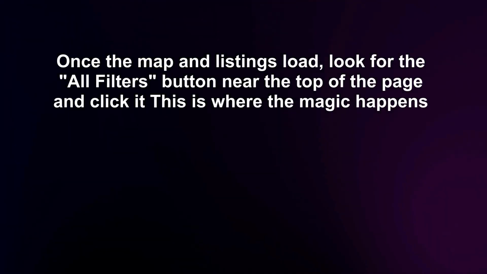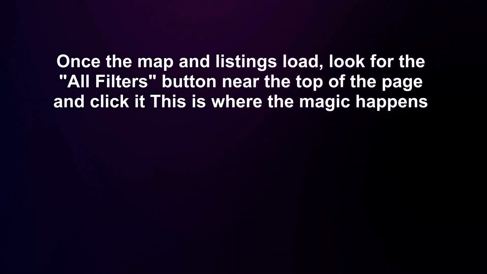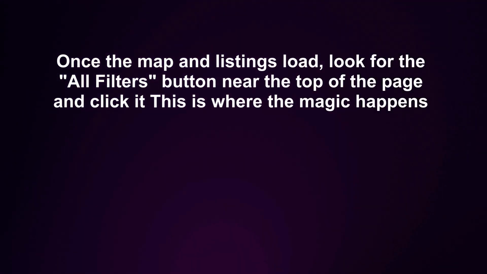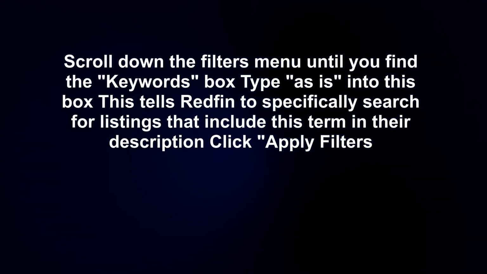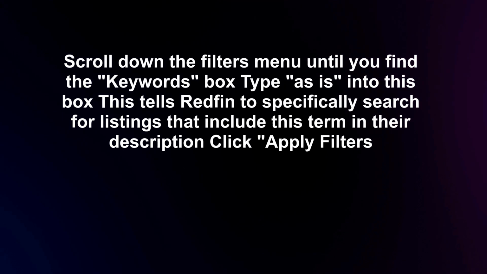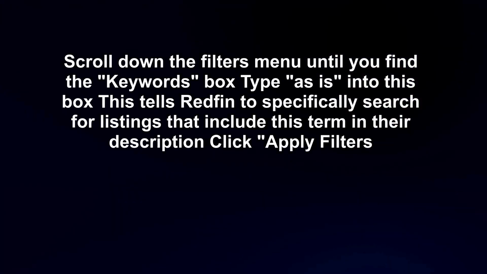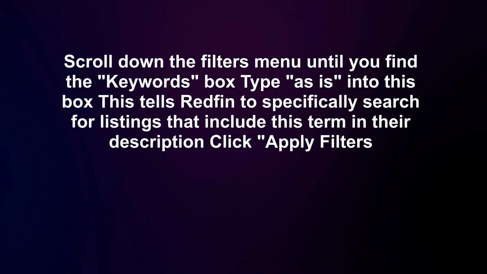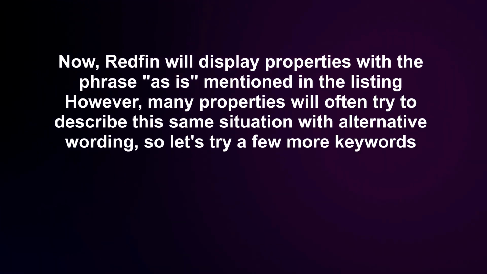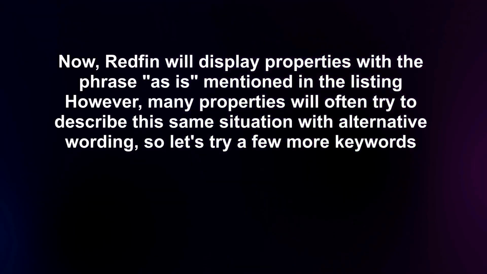Once the map and listings load, look for the All Filters button near the top of the page and click it. This is where the magic happens. Scroll down the filters menu until you find the keywords box. Type "as is" into this box. This tells Redfin to specifically search for listings that include this term in their description. Click apply filters.